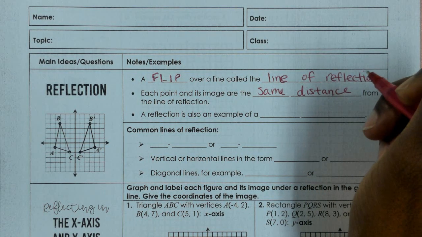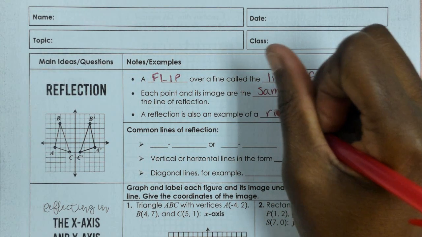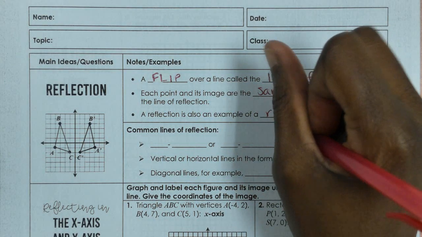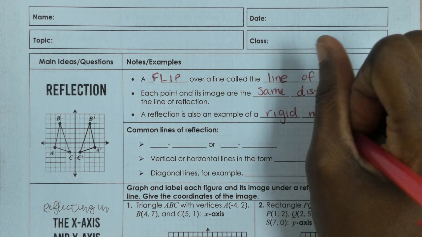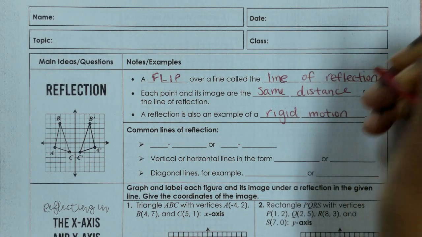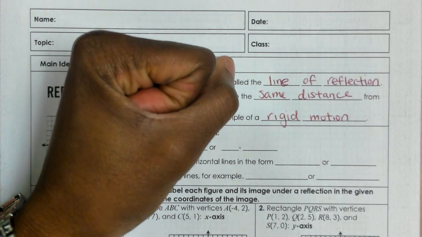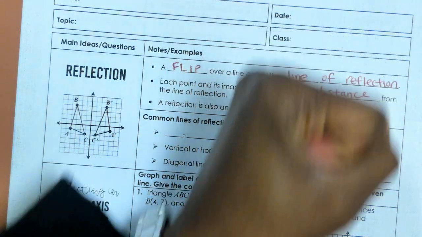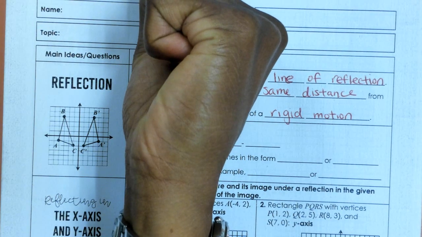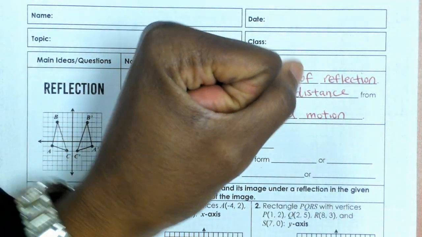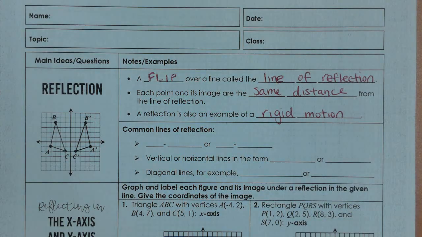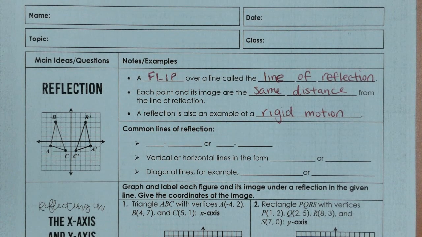And a reflection is also an example of rigid motions. So rigid motion again means it's not changing size. So if I take my fist, for instance, and I just move it over or down, it's still the exact same size. If I take my fist and I flip it, it's still the exact same size. If I take my fist and turn it, same size. So reflections, translations, and rotations are all rigid motion.